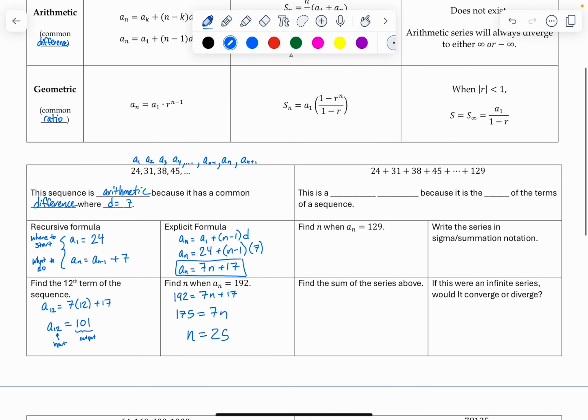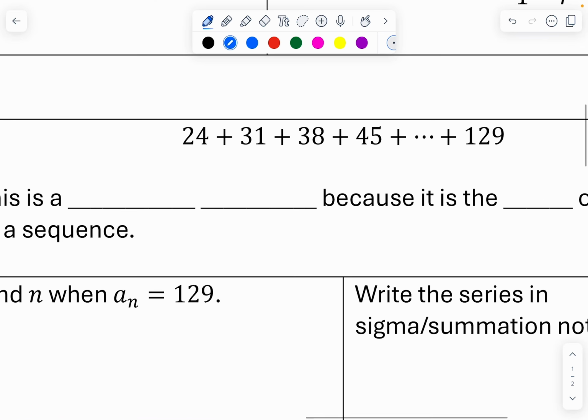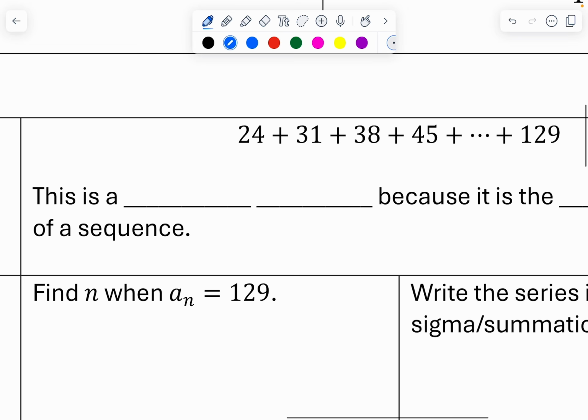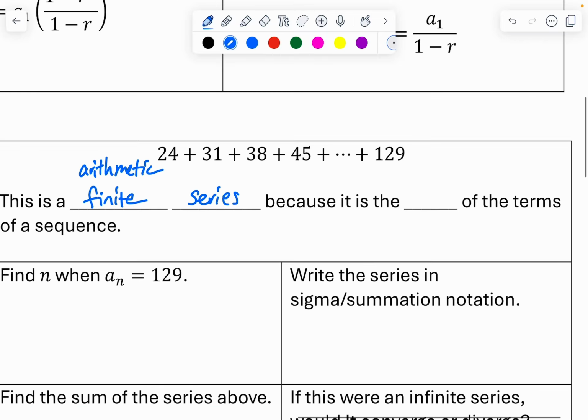Now, what we have is I took these same numbers and copied and pasted, but then I no longer have commas between them, I now have plus signs. This is now a series, and this is a finite series. You could tell me this is a finite series, or you could tell me this is an arithmetic series. Either word goes in that blank, and I wanted you to be aware of both of them. It's a finite series because I stopped somewhere.